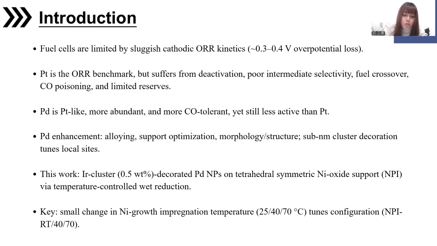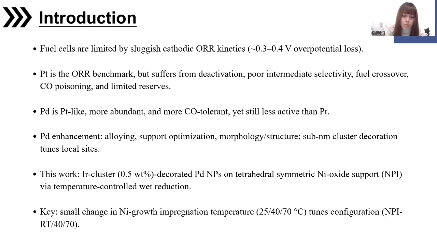Pt is the benchmark ORR catalyst, but it suffers from degradation, unfavorable intermediate adsorption behavior, fuel crossover, carbon monoxide poisoning, and scarcity. This limitation drives the development of Pt-free catalysts. Pd is the key alternative because it is Pt-like, more abundant, and more CO tolerant. However, its ORR activity is still behind that of Pt.